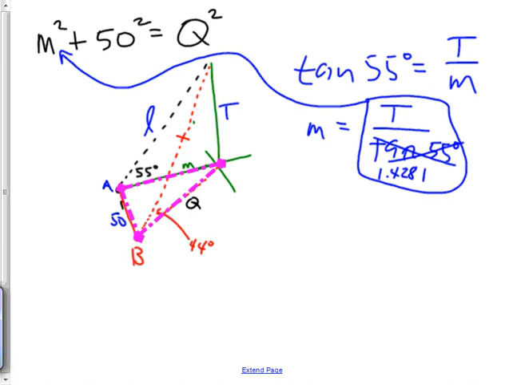If you're having issues with typing it in, it's probably the tan 55 that's messing you up. Okay. So now, the 50 squared, that's easy. 50 squared is 2,500.